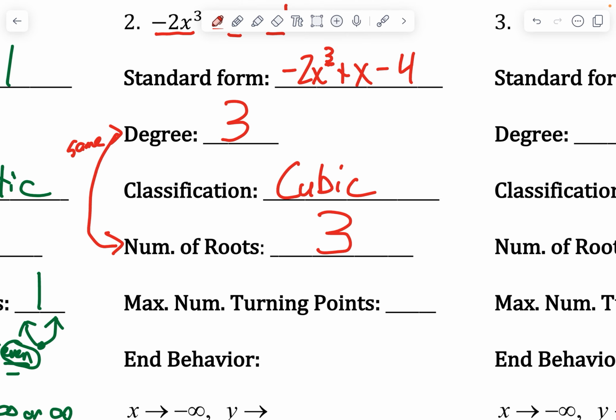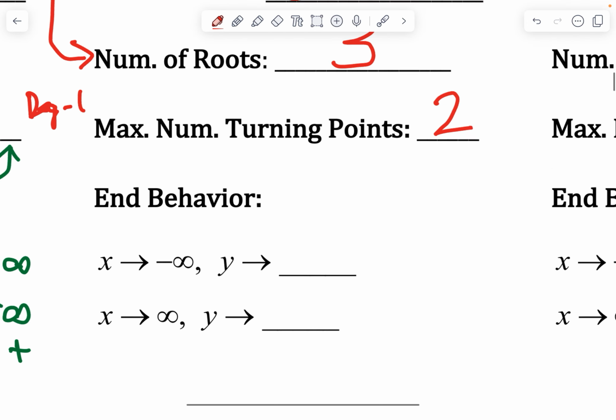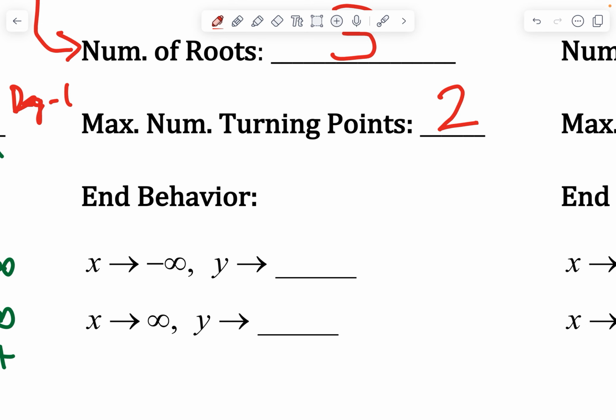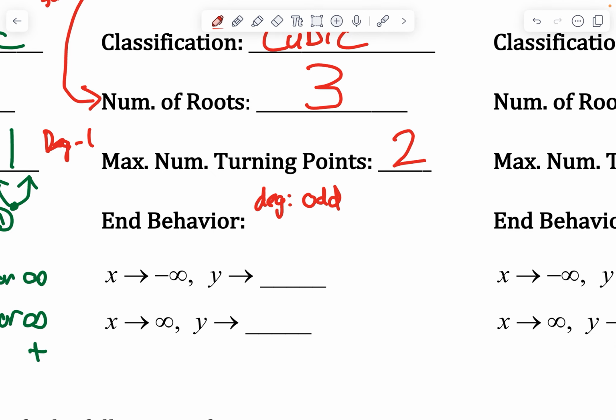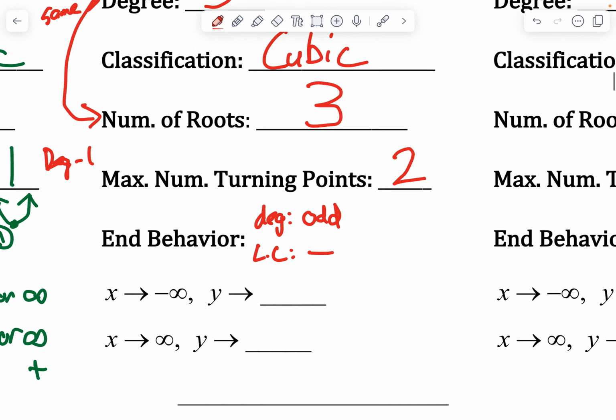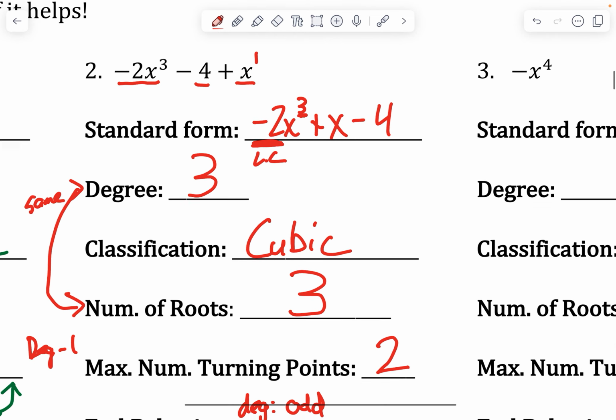Okay, maximum turning points, I got degree minus 1. So 3 minus 1 gives me 2 max turning points here. And then last thing, end behavior, okay? My degree is 3, so it is odd. And my leading coefficient is negative, because remember, look, I have a negative 2x, okay? So there's my leading coefficient, negative 2.